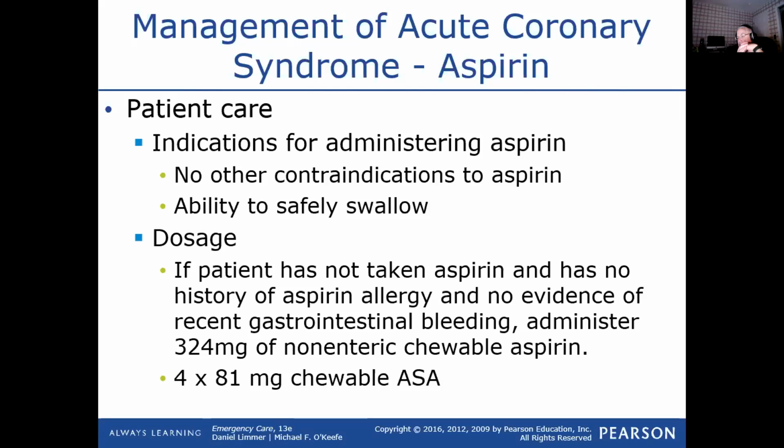Yes, we're giving them 4 of it, but we're giving them a one-shot deal, okay? And we want it to go to work right away. So we don't want one that has a coating that has to be broken down by the stomach. So we tell them to chew it and swallow it.